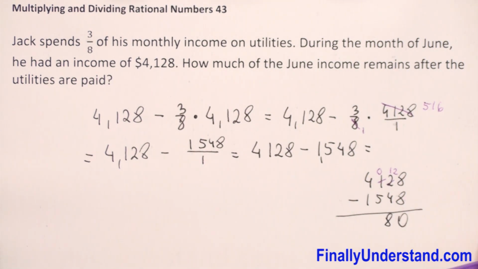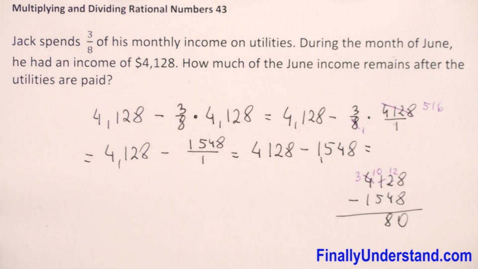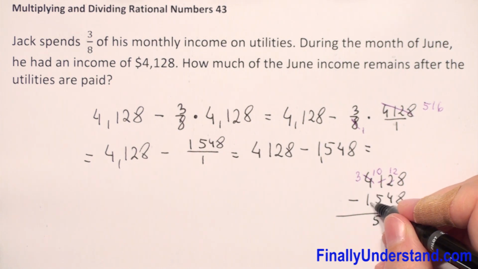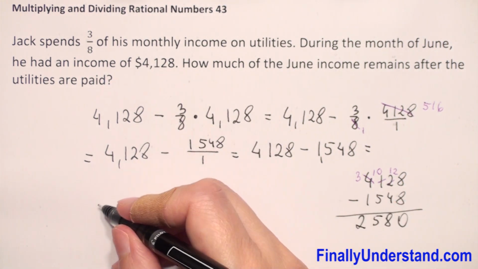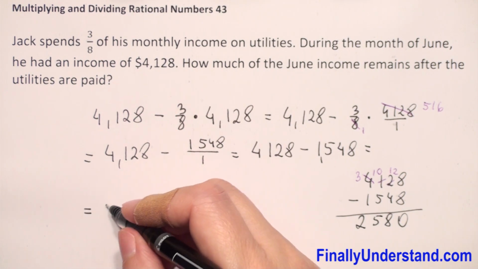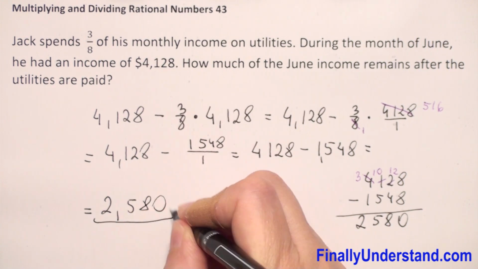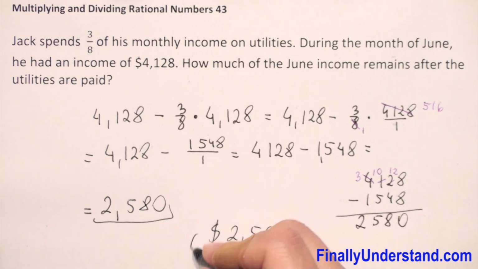0 minus 5 you cannot do, we borrow 1 from 4, so it will be 3. And here will be 10. 10 minus 5 is 5. 3 minus 1 is 2. So he will still have $2,580. This is my solution.